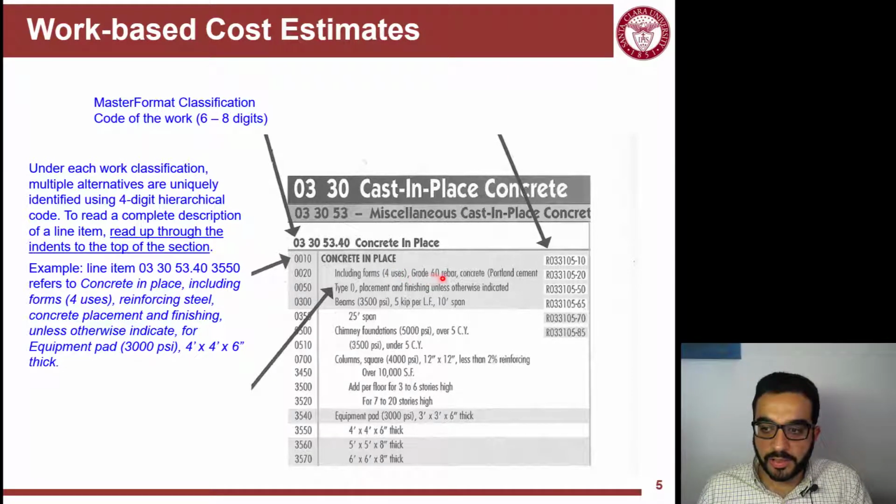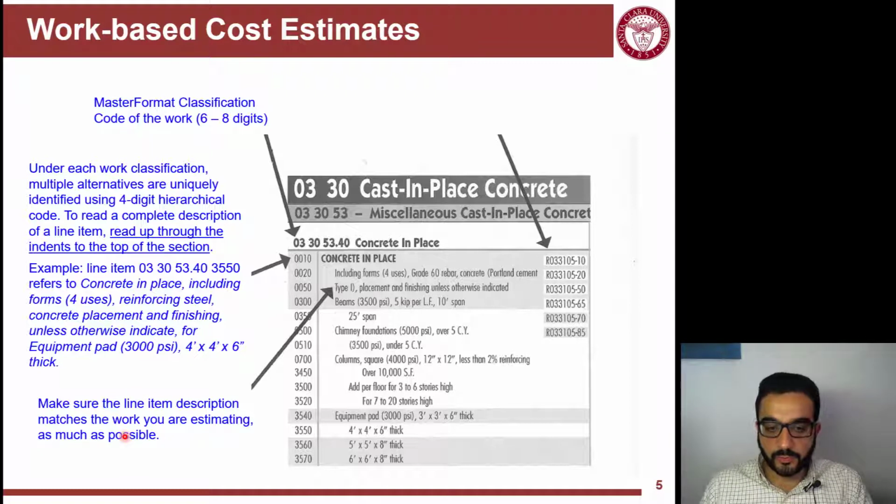And then grade 60 rebar concrete. This is Portland cement type 1. Placement and finishing unless otherwise indicated. So sometimes in the details below, you can actually exclude things that were not excluded before, or include things that were not included before. So this is a description here. You read it backward. So one thing I mentioned before is you make sure that the line item you pick from RSMeans matches with the conditions of your project.